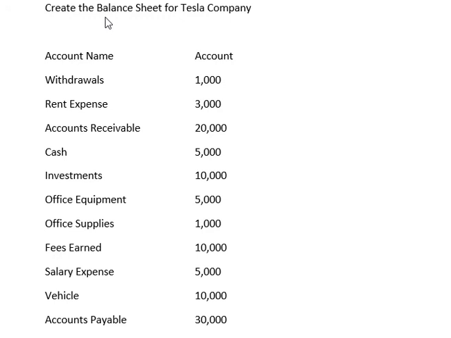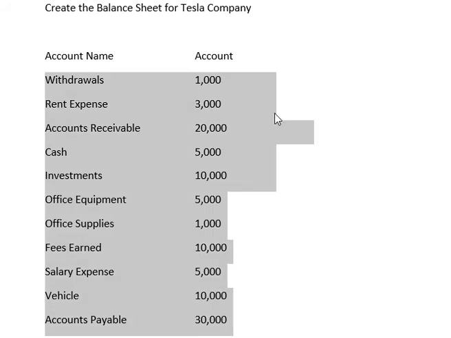The topic today is about the balance sheet. Now I will show you how to answer. Before we create the balance sheet, we need to analyze the account names. Which ones should be inside the balance sheet? Which ones should be in the income statement and equity? So before we do this, we can analyze here.